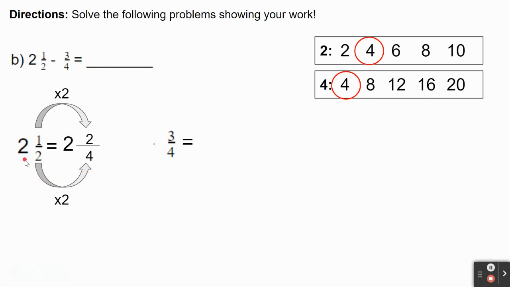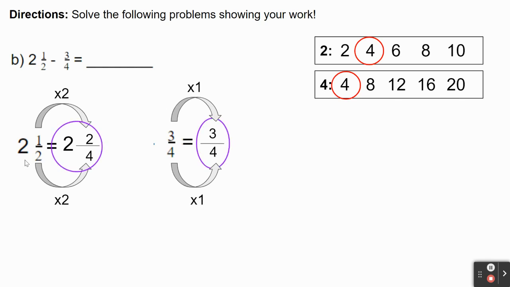Now let's do the same for 3/4. We know the denominator is going to be 4. So let's ask ourselves, what do we multiply by 4 to get to 4? Well, 4 times 1 is 4. So let's multiply by 1 on the top. 3 times 1 is 3. So now both of these fractions have a denominator of 4, so we can subtract them.